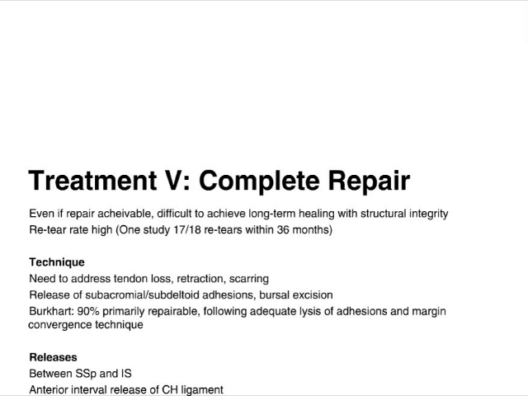With regards to technique, one needs to address tendon loss, retraction and adhesions of the tendon, and scarring involved. There needs to be a release of these adhesions, excision of the bursa to free up space for the repair, as well as for ongoing scarring and adhesions. And Burkhart described that 90% of these tears were primarily repairable if you did manage all these adhesions and scarring considerations. It's also been considered useful to perform releases, particularly between supraspinatus and infraspinatus, as well as anteriorly.